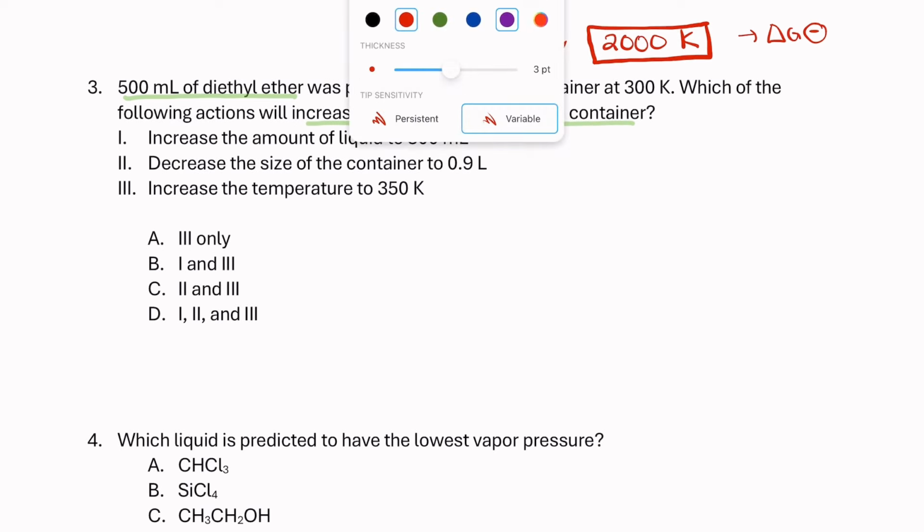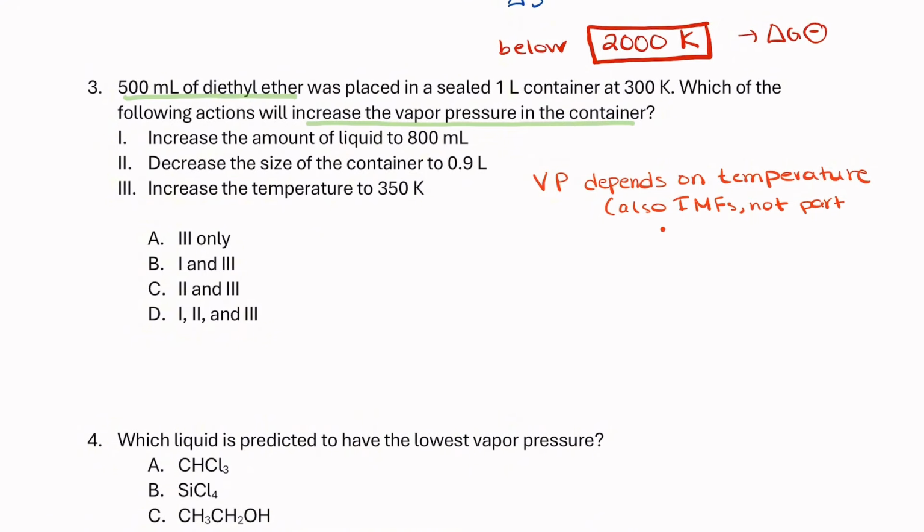So I want you to keep that in mind as we work through each statement. Statement 1 says, increase the amount of liquid to 800 milliliters. Adding more liquid, from 500 to 800 milliliters, doesn't change the equilibrium vapor pressure. You'll just have more liquid and the same pressure. There's no increase. That's not the statement we're looking for.